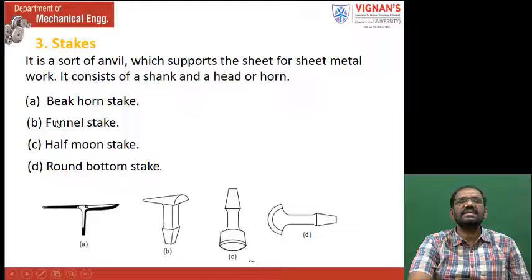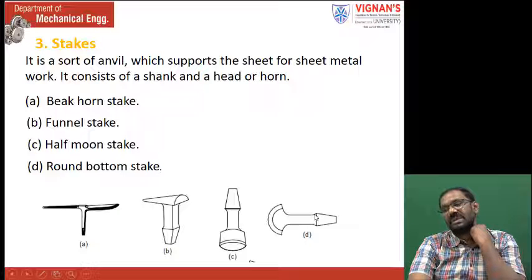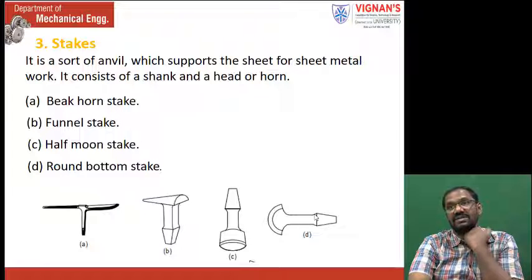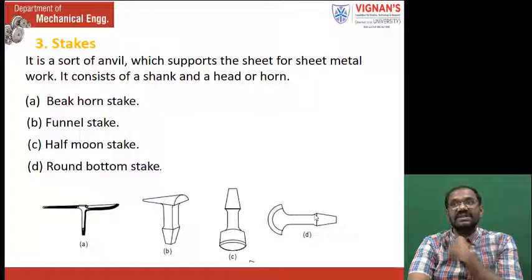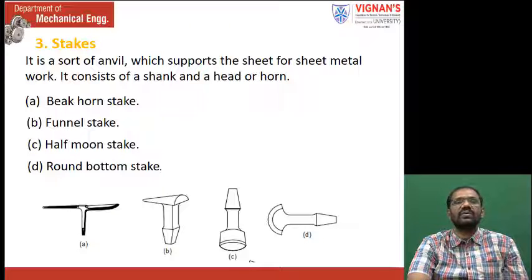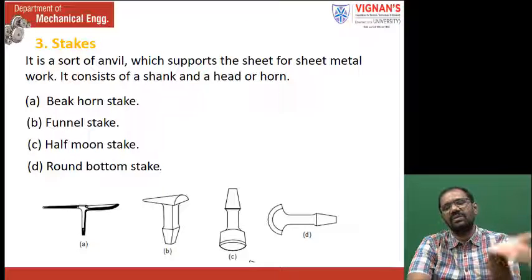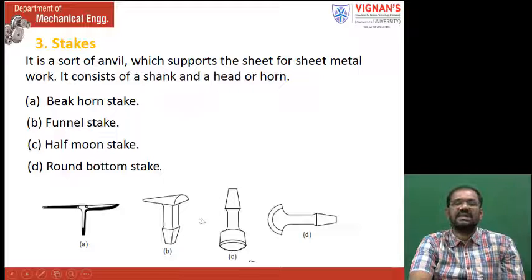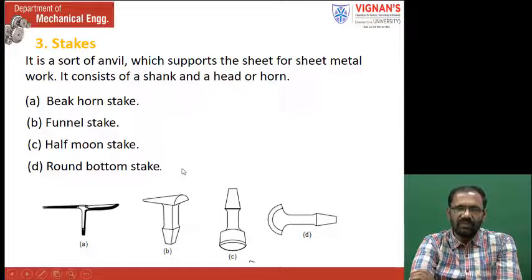So these are the bigger horn stake. This is funnel stake. This one is half moon stake. This is a round bottom stake. So these are the stakes which are used to support the sheet metal while the work is going on. To carry out the work, we place the sheet metal over these stakes.